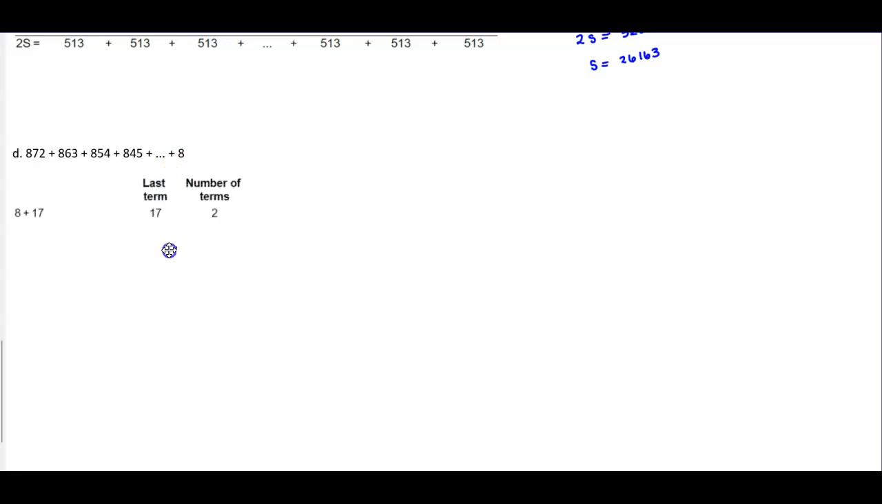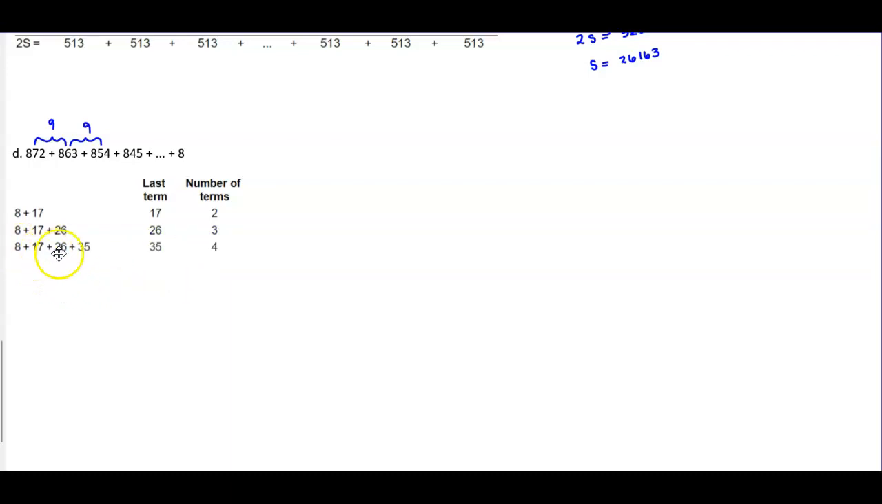So again, you can see what is the difference between 872 and 863, and you will notice that that difference is 9. The difference between these two numbers is also 9. So that means that 8 plus 9 is 17. So again, what do we notice here? We can see that the last term is 17 and the number of terms is 2. Now if we add 9 to the 17, we get 8, 17, 26. The last term is 26. The number of terms is 3.